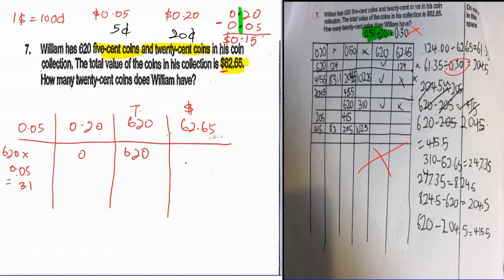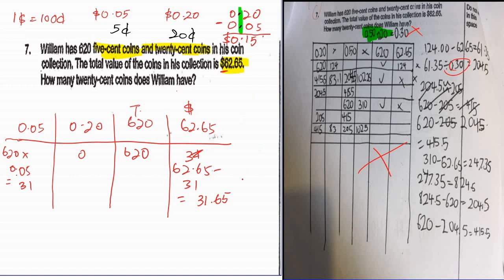620, yes. But then my value here is actually 31. So it means that I must change some 5 cent into 20 cent, right? How much do I need to change? So what I do is, sorry, here is 62.65 minus 31, which is 31.65. So I still have $31.65 because initially I put it all as 5 cent, which means that I need to change some of the 5 cent to 20 cent.